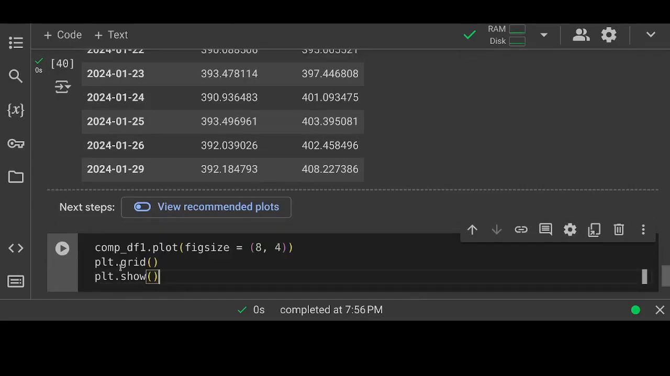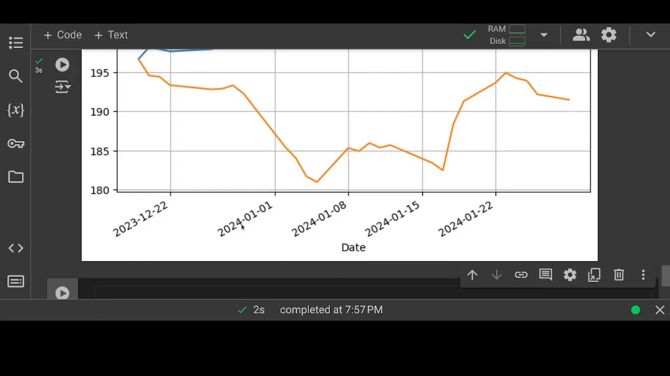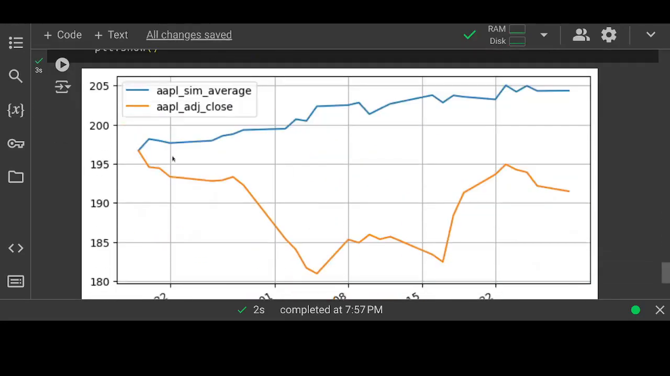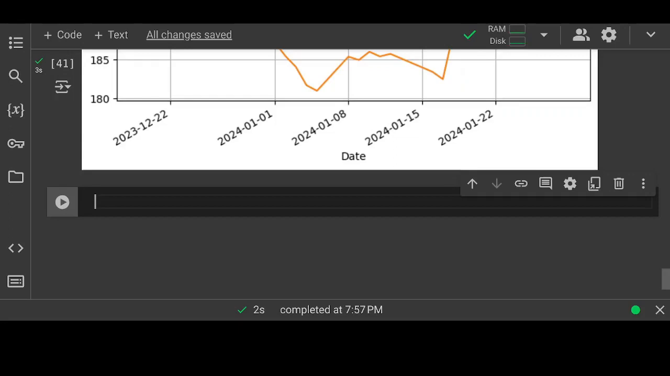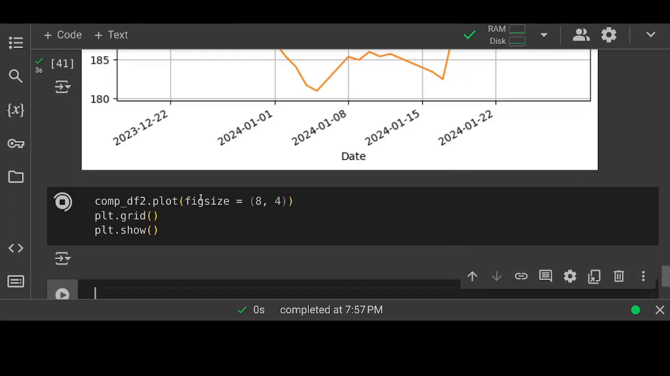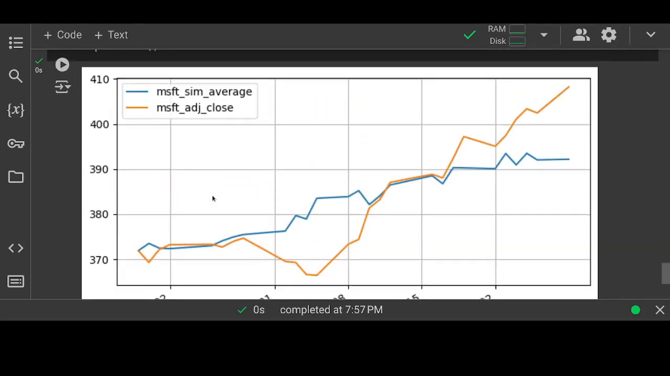Lastly, we can plot one by one to see how good the simulation is. So this is the first plot. You see, of course it is fine, but the orange one is the true price, and the blue one is the simulated average price. But in this case, if we see for Microsoft, it is relatively better. This is the Microsoft simulated average price, and the orange one is the Microsoft adjusted close price.